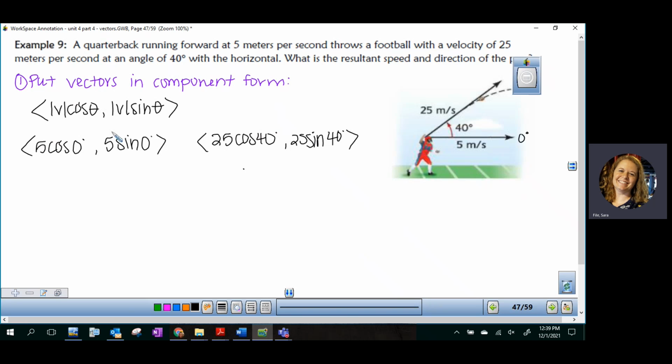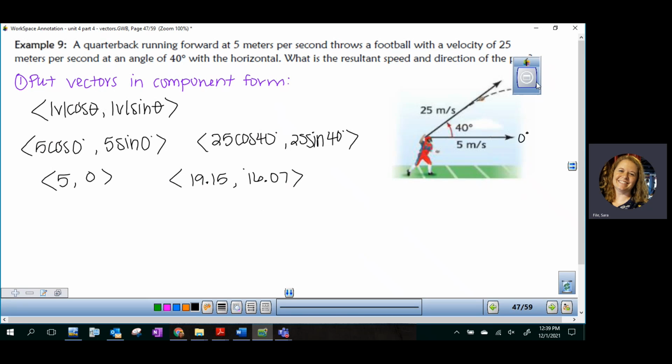Okay, so I use my calculator and I calculate both of these. This one at 0 degrees, hopefully you don't need a calculator. Hopefully you know sine and cosine at 0 degrees. Cosine is 1, so this is 5. Sine is 0 at 0, so this is 0. Okay, so that's him running. That's the quarterback. And then this one, you do need the calculator for. It comes out to approximately 19.15, 16.07.